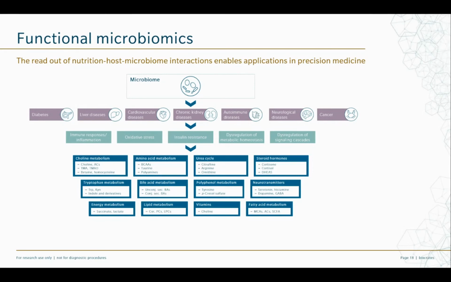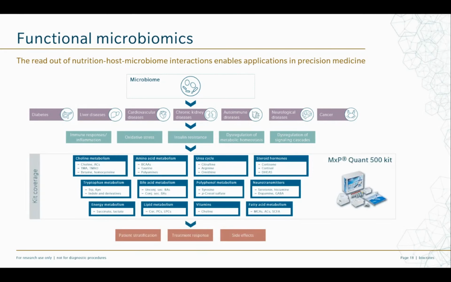These are in turn reflected by alterations in metabolic pathways such as the choline metabolism, the tryptophan metabolism, or the energy metabolism, which can all be read out by the MxP 1500 kit for targeted metabolomics. In total, the kit covers more than 600 metabolites and lipids and, in addition to that, over 230 metabolite sums and ratios. The obtained data can then be used, for example, to predict patient stratification, treatment response, and potential side effects of an administered therapy.